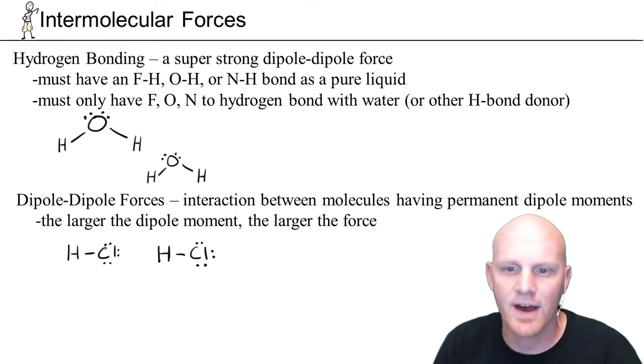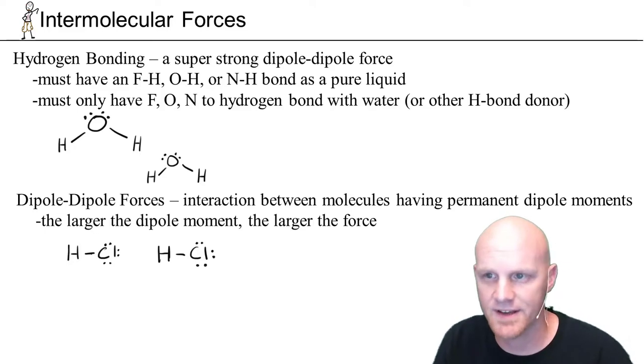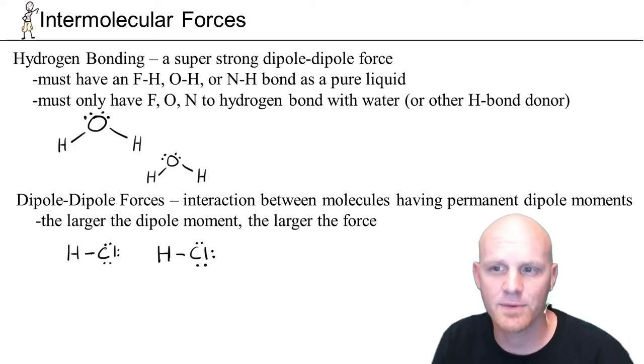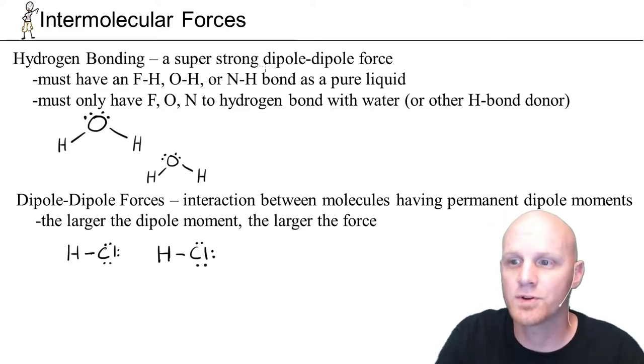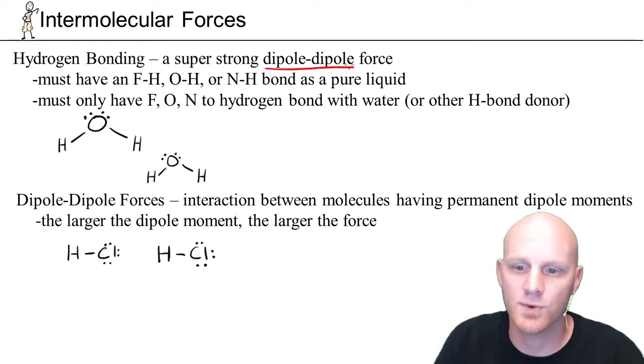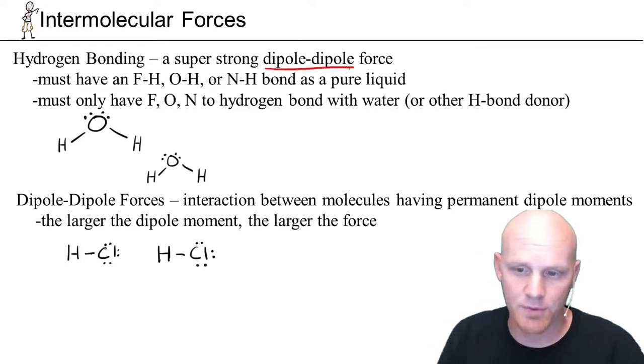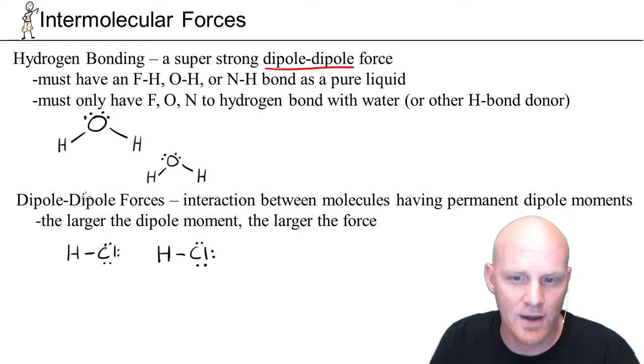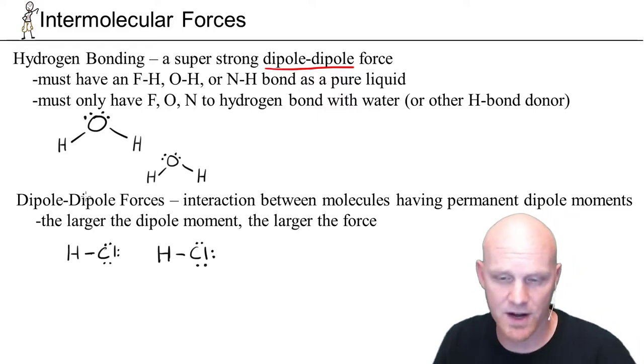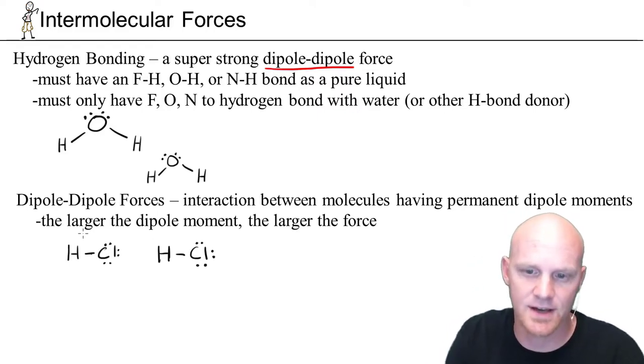So let's first talk about hydrogen bonding and dipole-dipole forces together. The reason we're going to talk about them together is hydrogen bonding is really just a super duper strong dipole-dipole force. But let's just start with plain old dipole-dipole forces here. To be capable of dipole-dipole forces, you have to have two molecules that are polar. And my favorite example here is HCl.